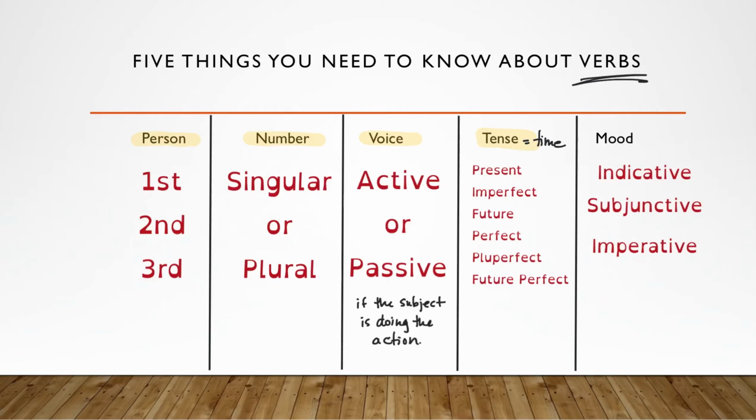And then finally there's mood. The options for mood are indicative, subjunctive, and imperative, which kind of tell what kind of sentence you're saying. But we're also not going to worry about that one yet. So right now we're just going to be focusing mostly on our tense. Let's take a look.